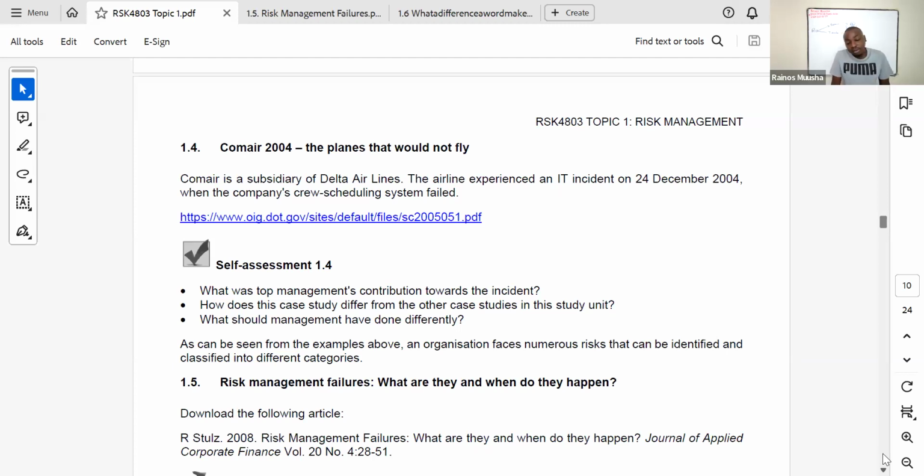So 1.1, 1.2, 1.3, 1.4, go through them, but don't spend too much of your time trying to understand them intricately. Just have a rough understanding of exactly what really are the highlighted points or the points of interest when it comes to those particular case studies as well.